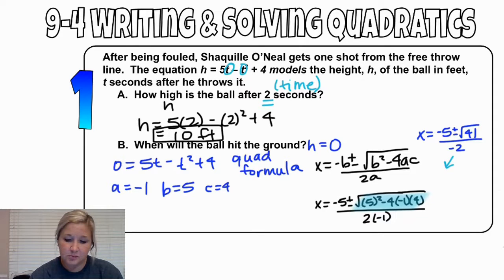So this is where we split off and have 2 separate equations. So I'm going to have one equation where I have -5 plus the square root of 41 divided by -2. And then I'll also have another equation that says x is equal to -5 minus the square root of 41 divided by -2. I'm going to drop the other one way down here.